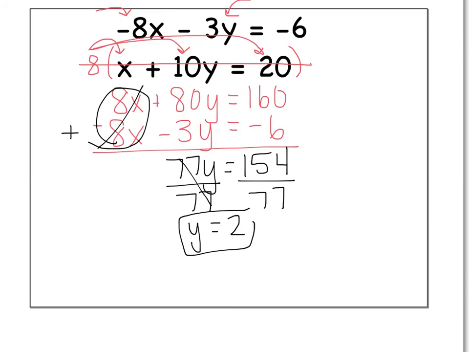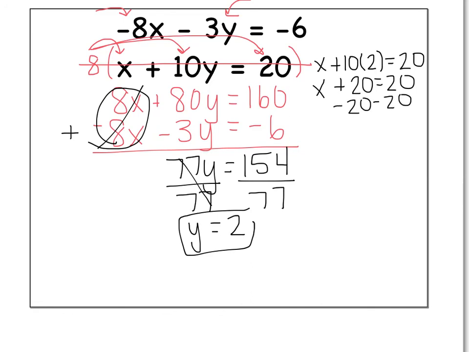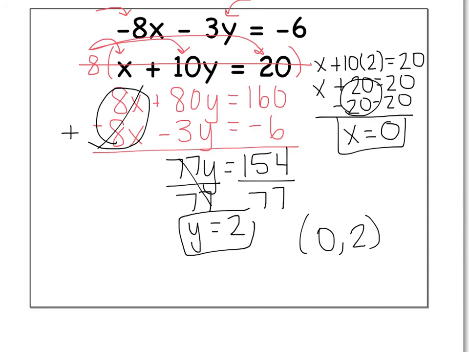From here, I can take my y and plug into either equation. I'm going to choose this one. So we have x plus 10 times y, which was 2, equals 20. So x plus 20 equals 20. We have to subtract 20 from both sides, and we get x equals 0. So for our final answer, we get 0, 2. So again, just to reiterate from the beginning, I chose to multiply this bottom equation by 8 so I could create the opposite of negative 8x.